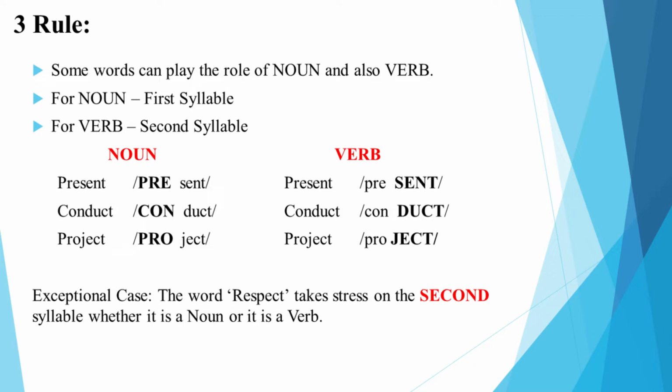P-R-O-J-E-C-T, project. If the stress falls on the first syllable, pro, then it's a noun. If we are giving stress to the second syllable, then it's a verb. We are going to project something, project. So if we give stress on the first syllable, it comes under the category of noun. If you give stress to the second syllable, it comes under the category of verb.